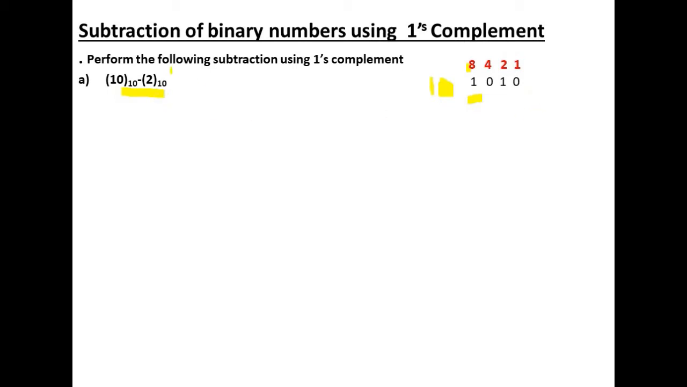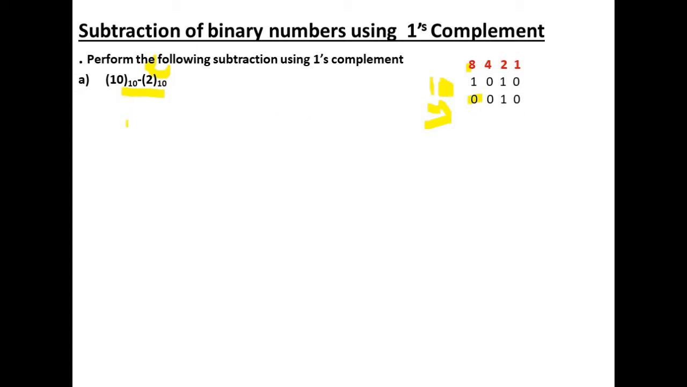Now we have to find the binary equivalent of 2. We know that among 1, 2, 4, 8, only 2 is required. So the rest of the bits are 0. So we have got the binary equivalent of 2 as 0, 0, 1, 0.